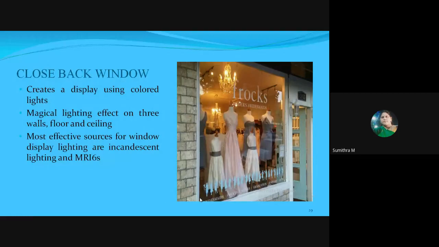Another one is closed back windows. Create a display using colored lines. A closed back window means the front, back and the walls, everything is closed. So it is named a closed back window. Another disadvantage is you can't touch and feel what type of fabric it is. Just from the mirror, visually, you are able to identify the fabric. That type of product is displayed in a closed back window.